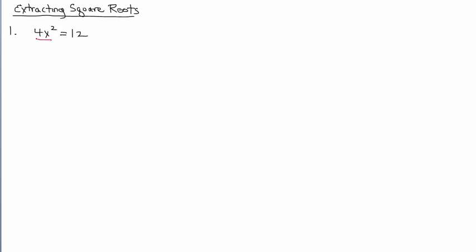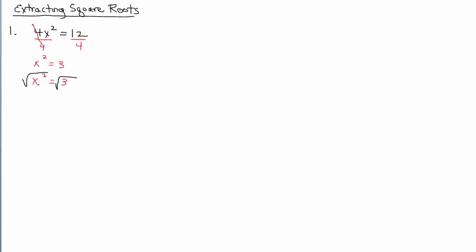So let's isolate the x squared term, divide both sides by 4. So we're going to end up with x squared equals 3. At this point we can bring in the radical, the square root, because I have a square power, a 2 power. I'm going to go ahead and write the problem down again. x squared equals 3. And then I'm going to bring in the even root, the square root, because 2 is even, and I'll bring it in on both sides.